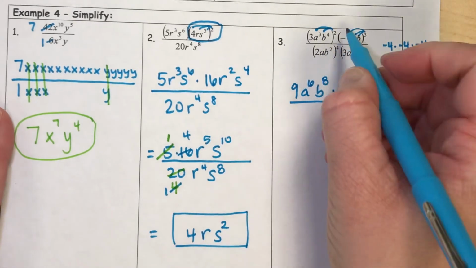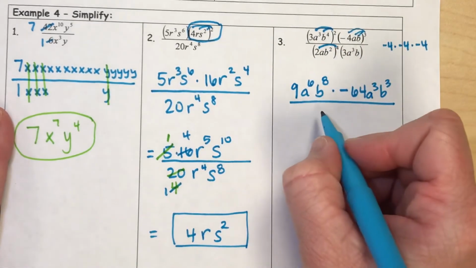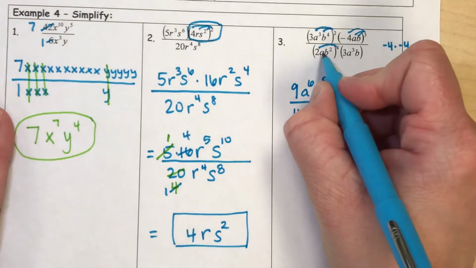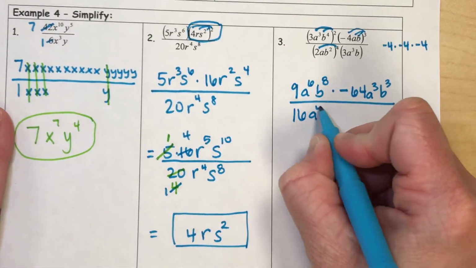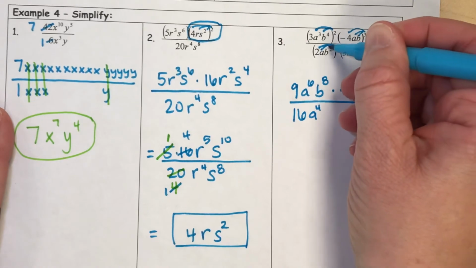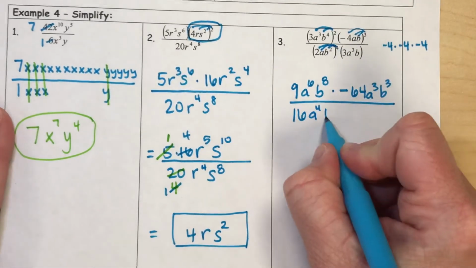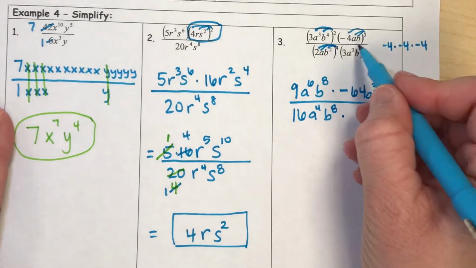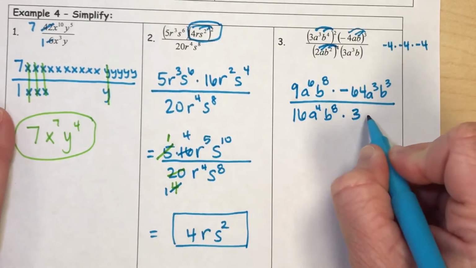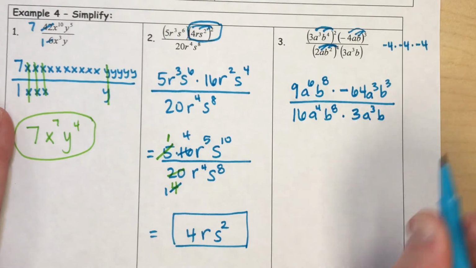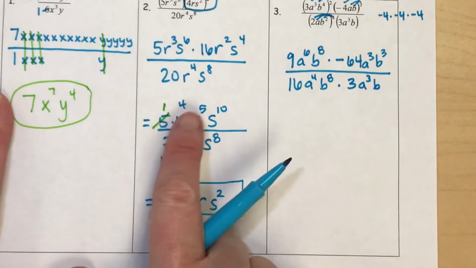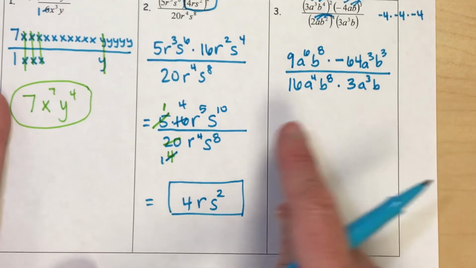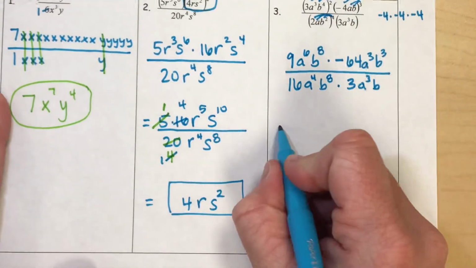Now the denominator, 2 to the 4th. 2 times 2 is 4. 16 here. A to the 4th. Distribute your power to every letter and every number. B, my power, 2 times 4 is 8 here. Now this one I don't need to multiply, thankfully, so 3a cubed and b. Now what I'm going to do, kind of like what I did here, is combine my letters on the top, combine my letters on the bottom, and just bump my numbers out front.